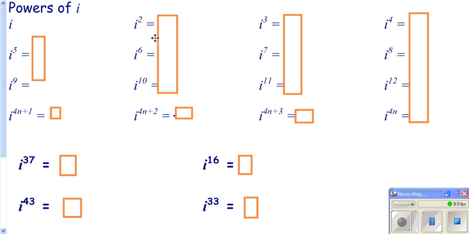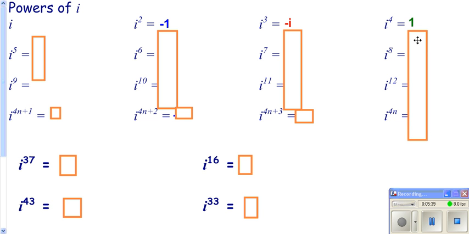Powers of i. i squared, you know, is just -1. i cubed is really just an i times an i squared, which gives you an i times a -1, so it's a negative i. i to the fourth is really an i squared times an i squared, or a -1 times a -1, which is a positive 1. i to the fifth is really an i, because it's an i to the fourth times an i. And then that pattern continues.